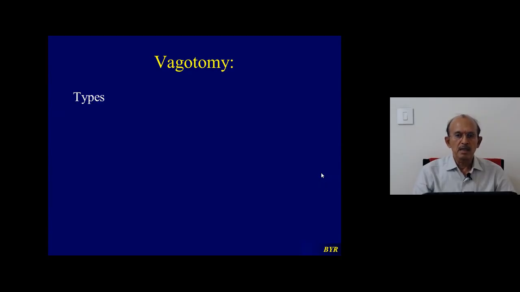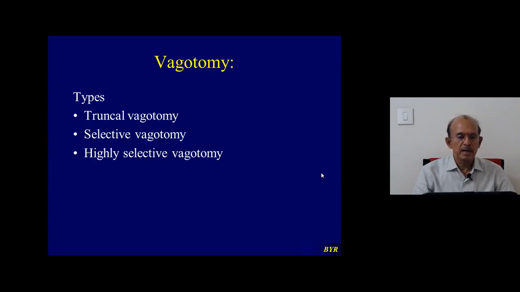Vagotomy means cutting the vagus nerve. The types of vagotomy are truncal vagotomy, where the main trunk of the vagus is transected, selective vagotomy, and highly selective vagotomy. So there are three types of vagotomy.